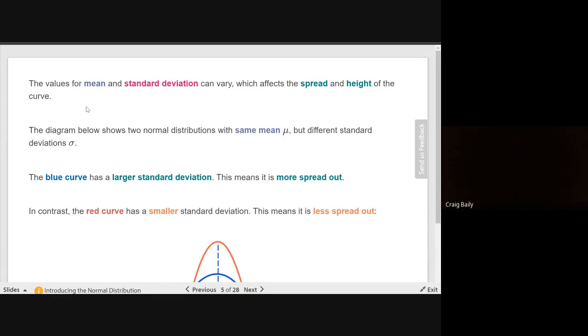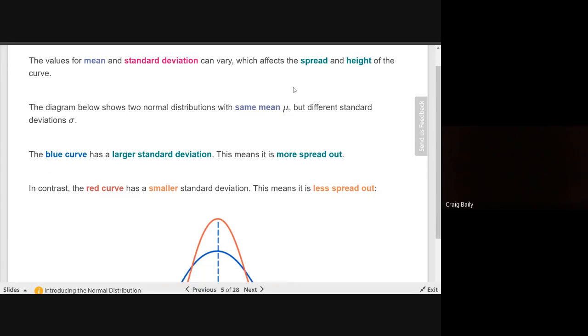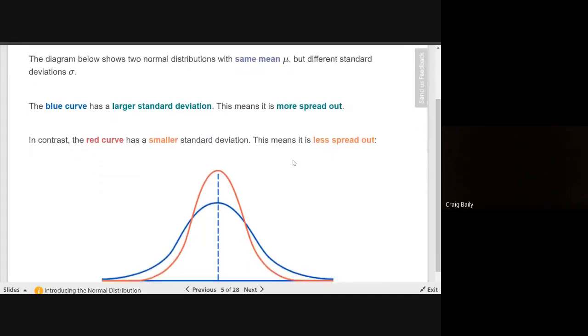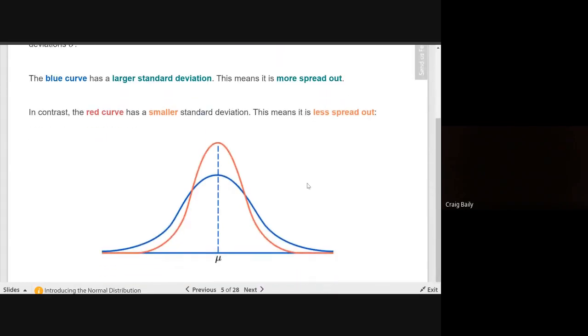And the values for mean and standard deviation can and will vary. The mean and the standard deviation are going to be different from data set to data set. And this can affect the spread and height of the curve. Diagram below shows 2 normal distributions with the same mean, same mu, right there. But they're very differently shaped. Let's have a look at these.